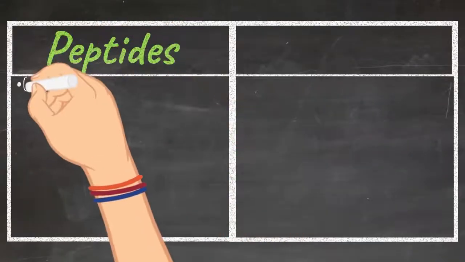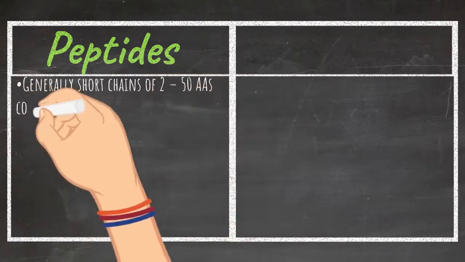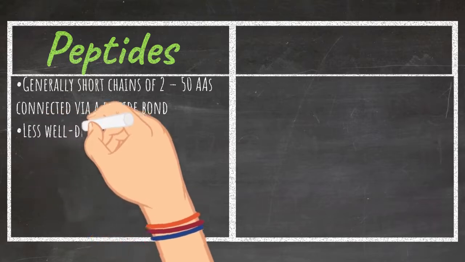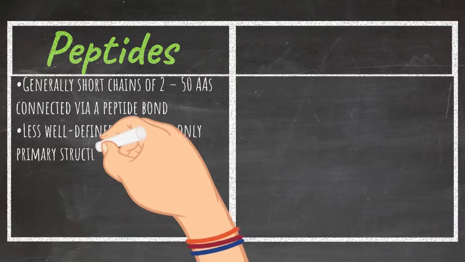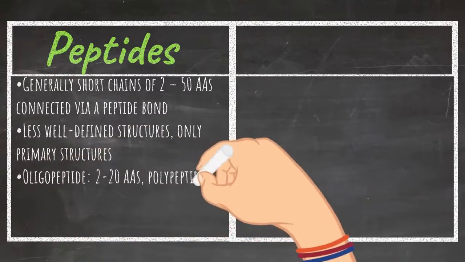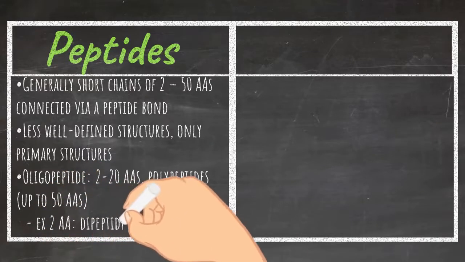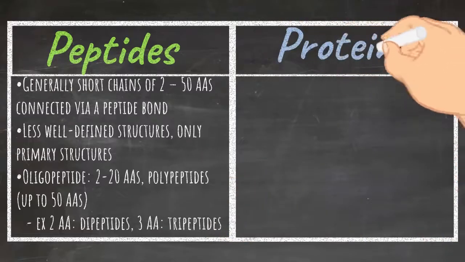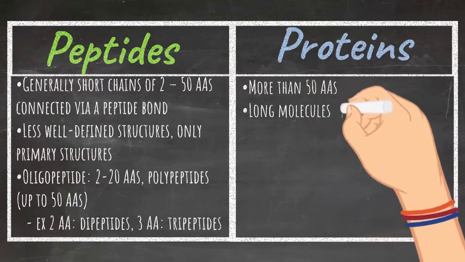Often, peptides and proteins are thought of as being interchangeable terms. However, they are very different. So here's a quick summary of the differences. Peptides are generally short chains of 2 to 50 amino acids that are connected via a peptide bond. They are less well-defined structures and are only made up of primary structures. There are oligopeptides, which are 2 to 20 amino acids, and polypeptides, which are up to 50 amino acids. For example, 2 amino acids make up a dipeptide, and 3 amino acids make up a tripeptide.